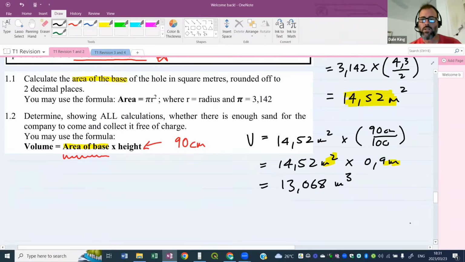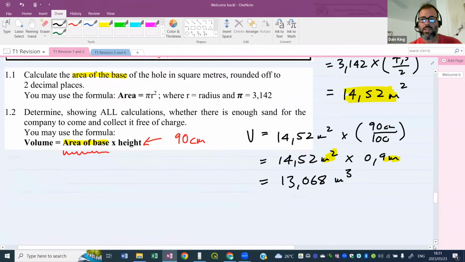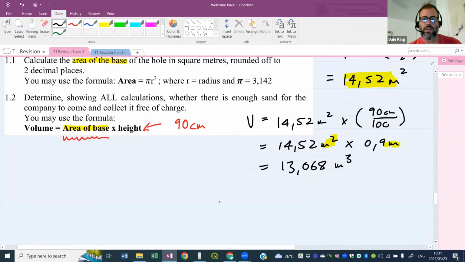2/3 of this. All right. So this is all the sand that came out the hole, but Dave isn't trying to get rid of all the sand. He's trying to get rid of 2/3 of it. Okay. So let's work out 2/3 of this. So I'm going to do it over here on the left. So 2/3 of this volume, and of means times. So 2/3 times 13,068, keeping my decimals and keeping my units there, equals.